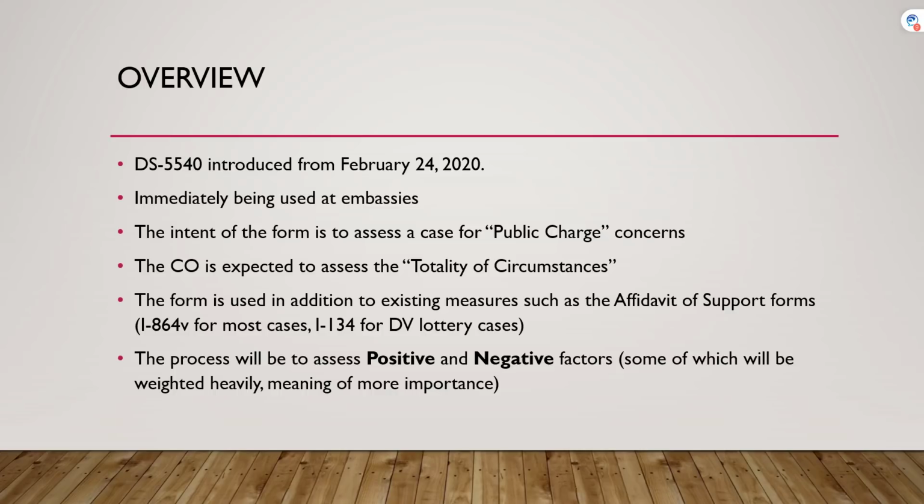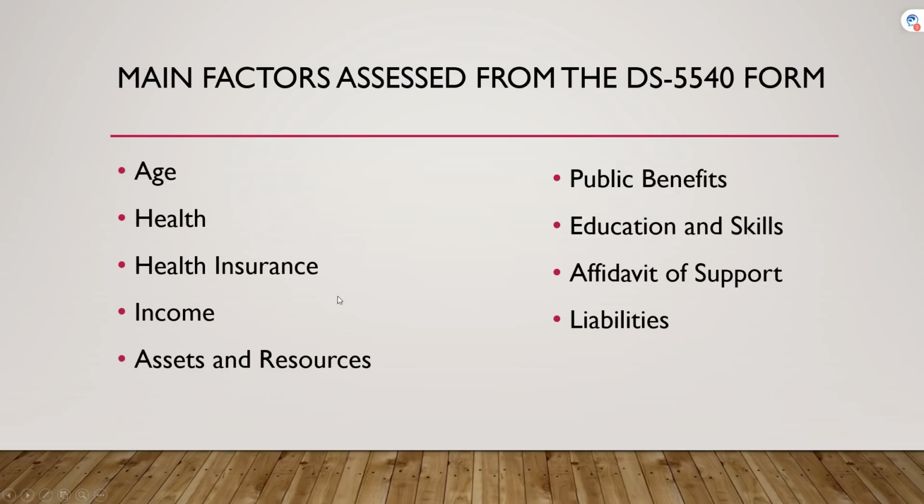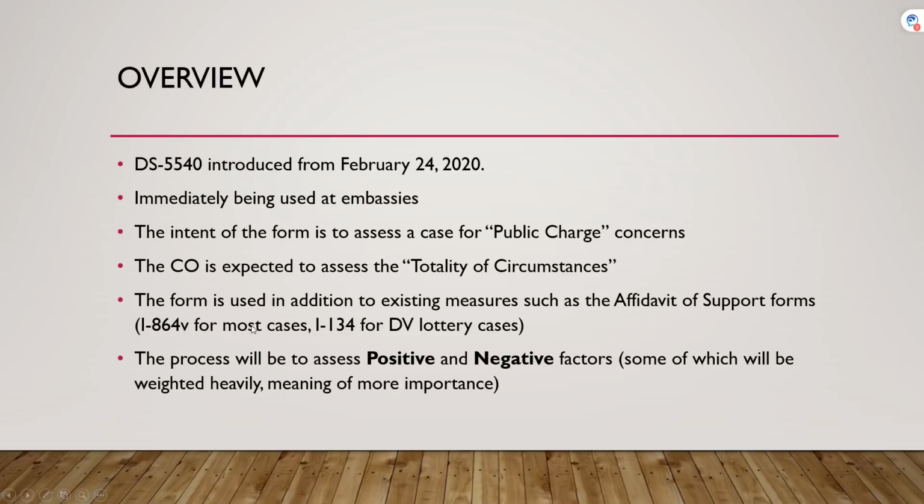The form will be used in addition to existing measures such as the affidavit of support forms. That's the I-864 for most cases, not V. Excuse me there, that's a typo. And I-134 for DV lottery cases.